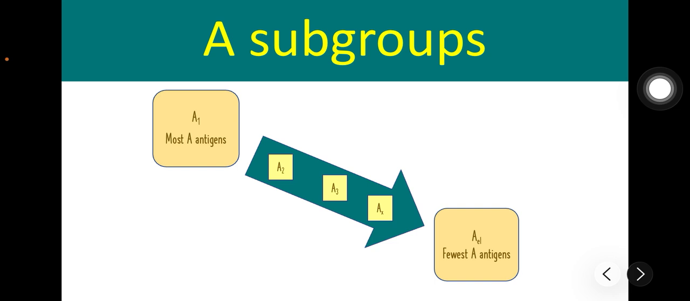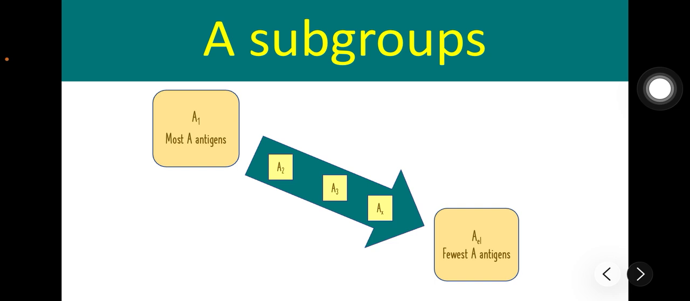A1 is the most common subgroup. It possesses a high concentration of A antigens built on both complex branch and linear sugar chains. Next, second on the ranking, we have A2, the second most common type, usually 20% of group A individuals. It has significantly fewer antigen copies than A1, which are located only on a simple linear chain.